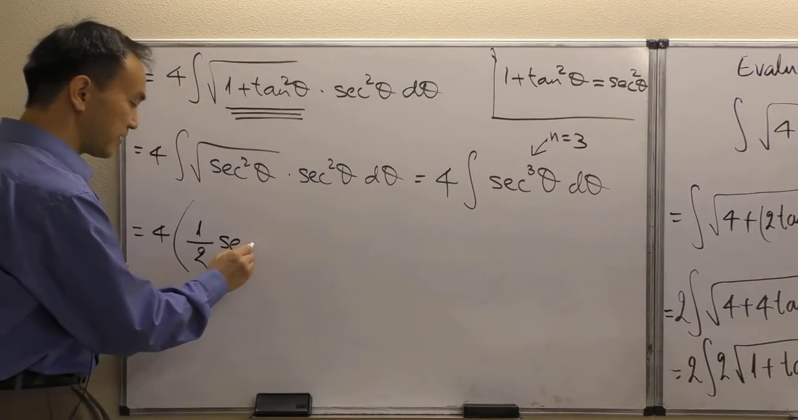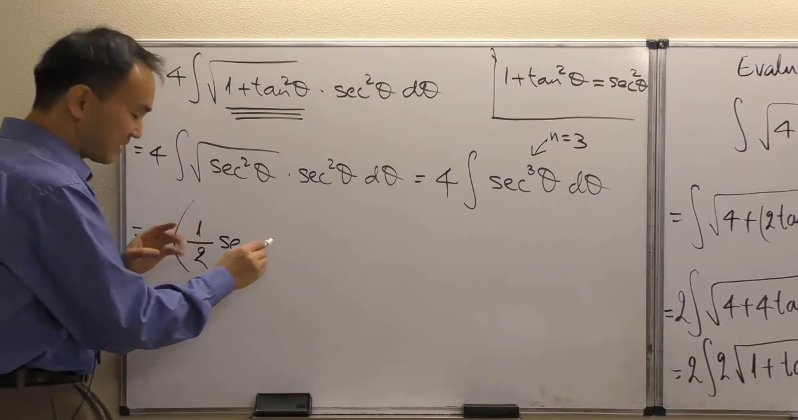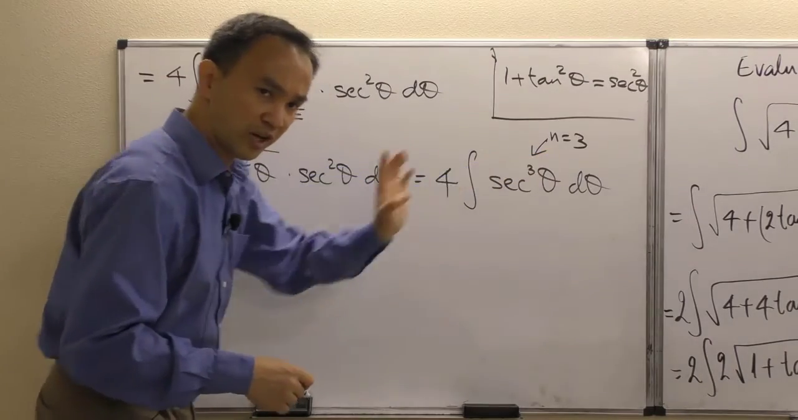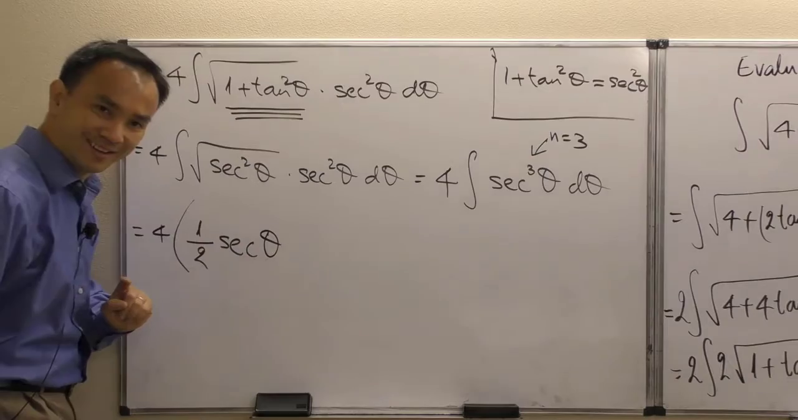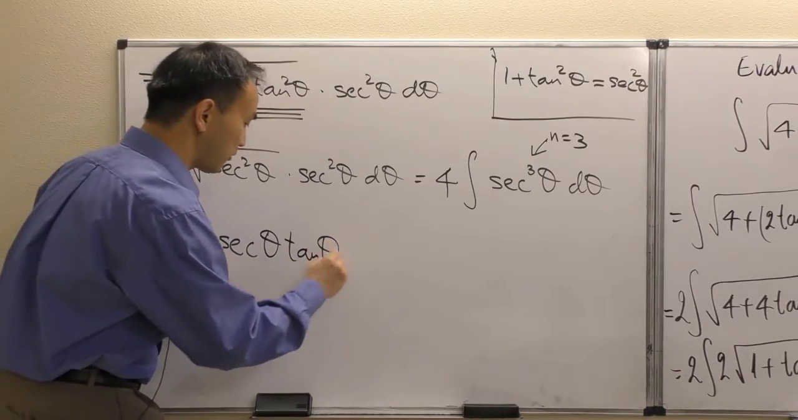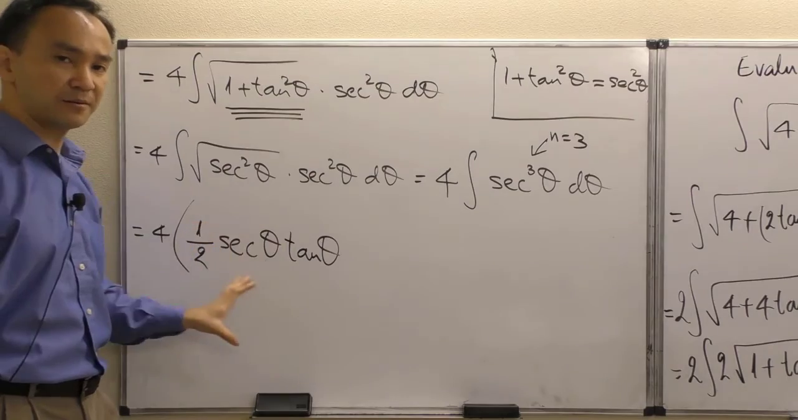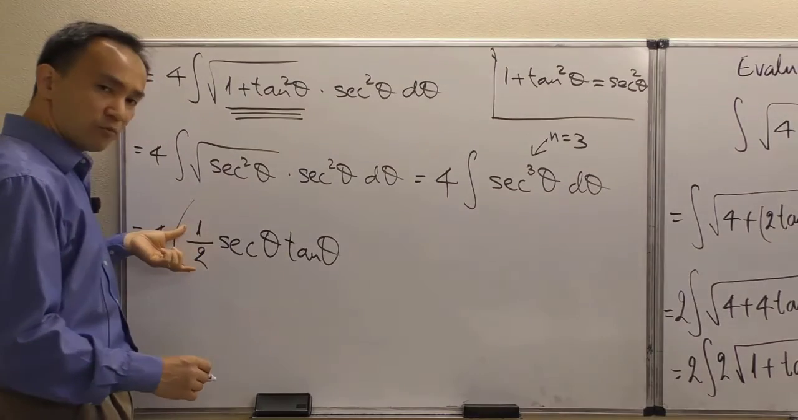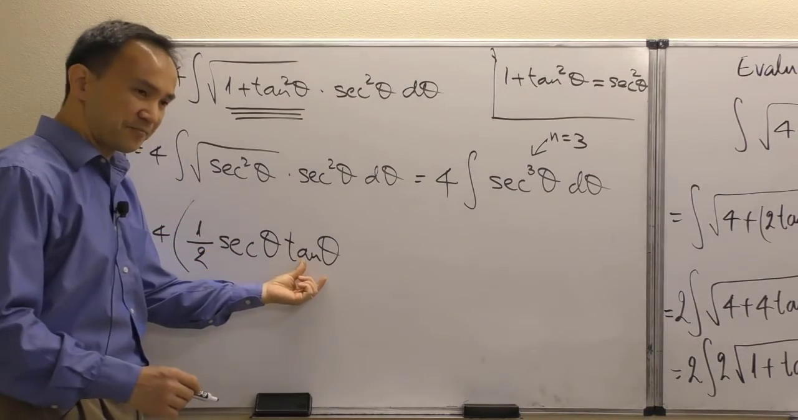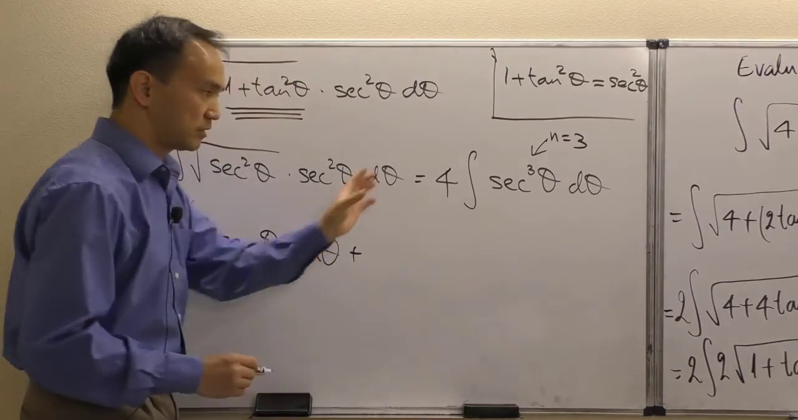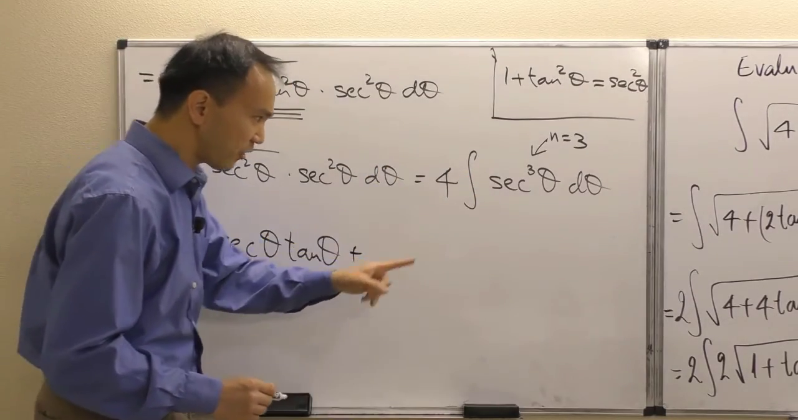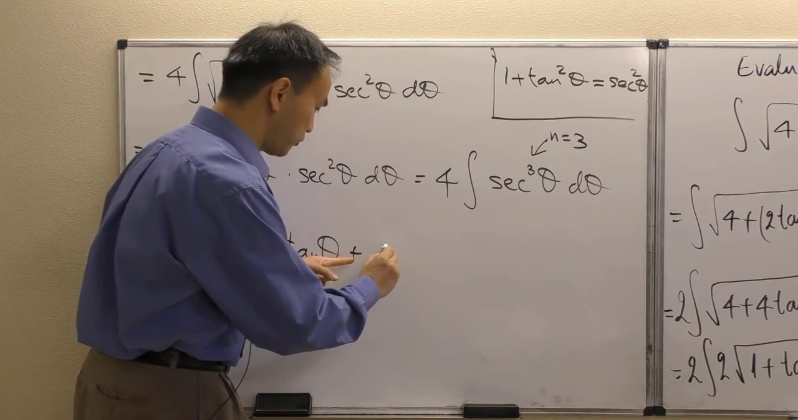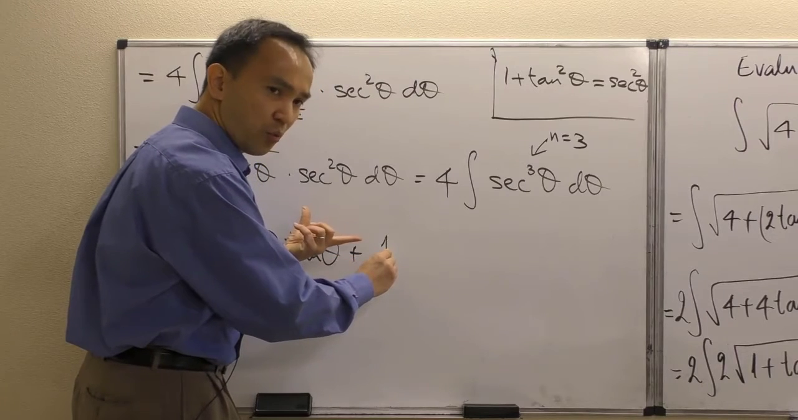Now I'm going to go secant to the n minus 2, and n is 3, so n minus 2 is just secant of theta, power 1. Then, according to the formula, we multiply with tangent theta. But this part is already done with the integral. So we produce the first term, 1/2 times secant theta tangent theta. And then I'm going to need to add, as the reduction formula says, n minus 2, which is 1 again, divided by n minus 1, which is 2.